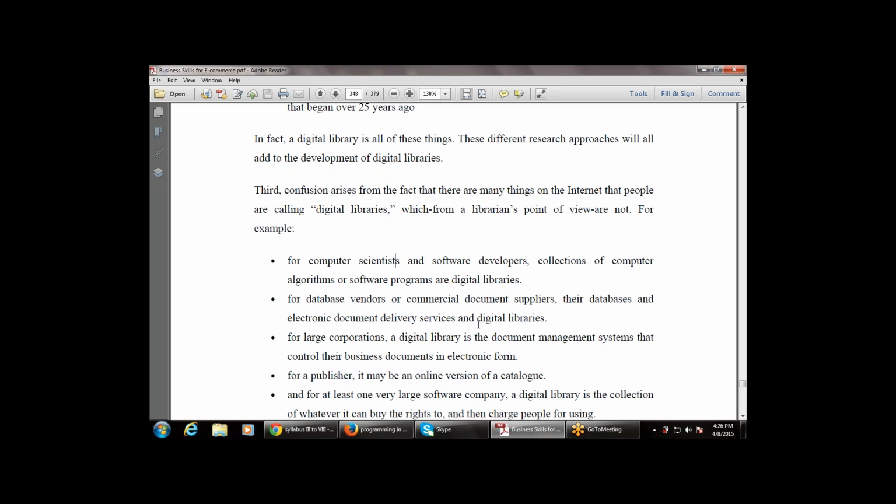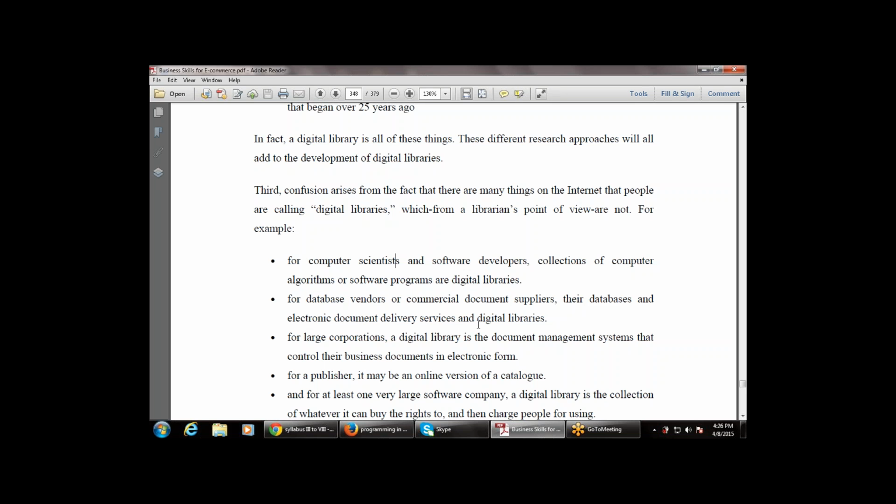It is also not suitable for database vendors or commercial document suppliers, and also for large corporations, because there is so much information stored in the digital library that it is also not suitable for them.